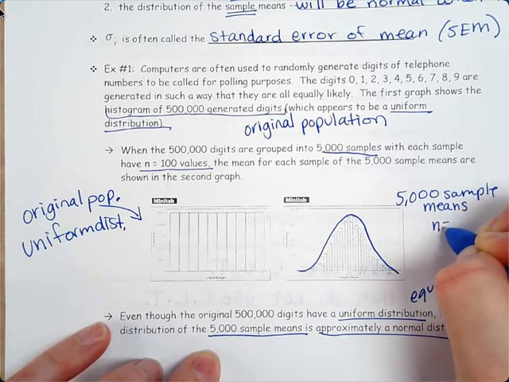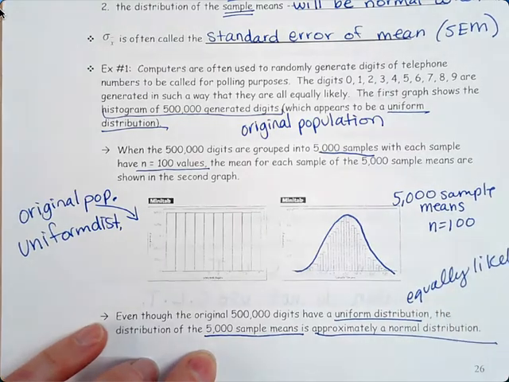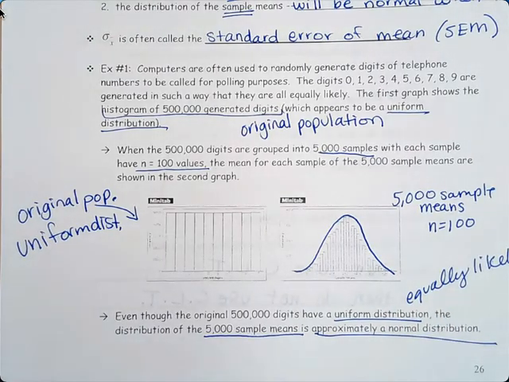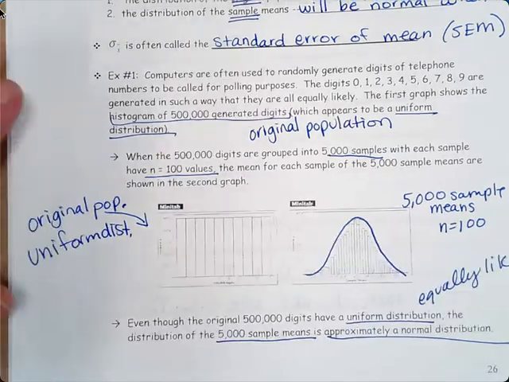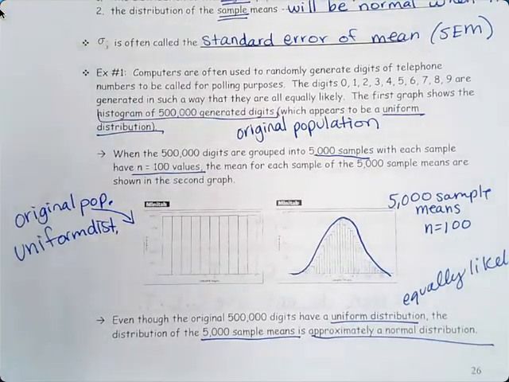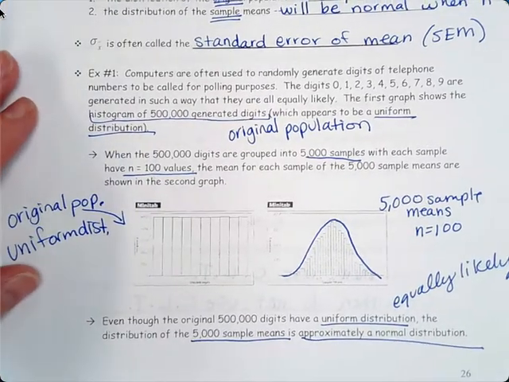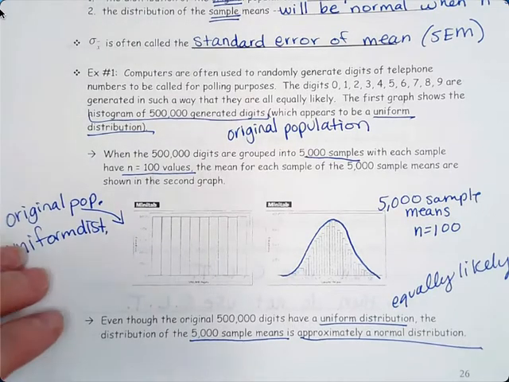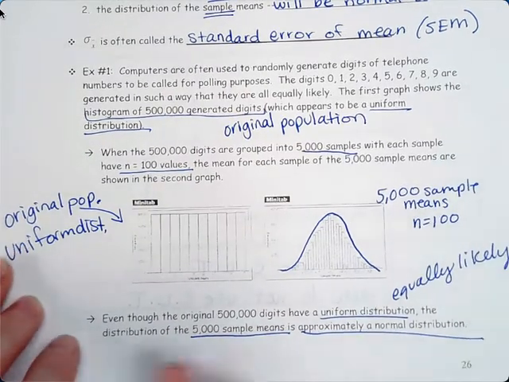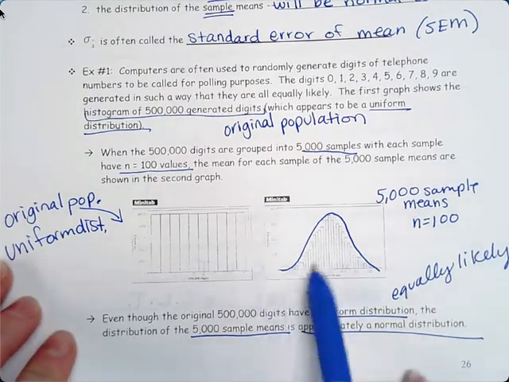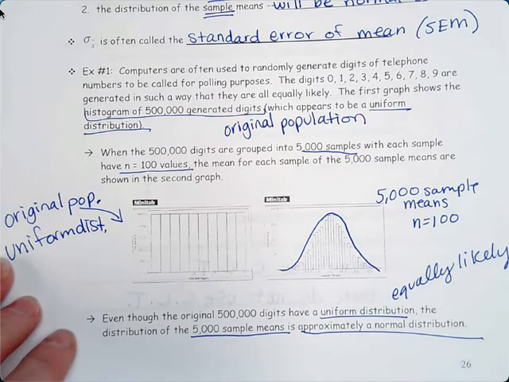So this is the 5,000 sample means when our n value is 100. So there are 100 digits in each sample, and there's 5,000 samples. So this, you would use the central limit theorem so that we would have a normal distribution.